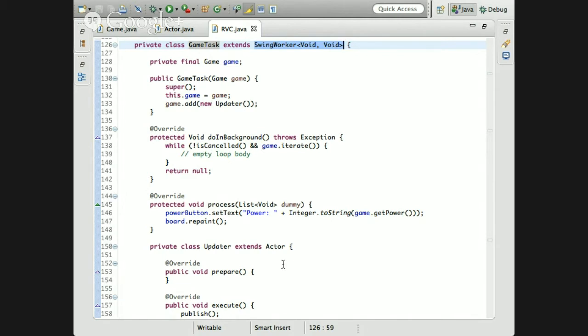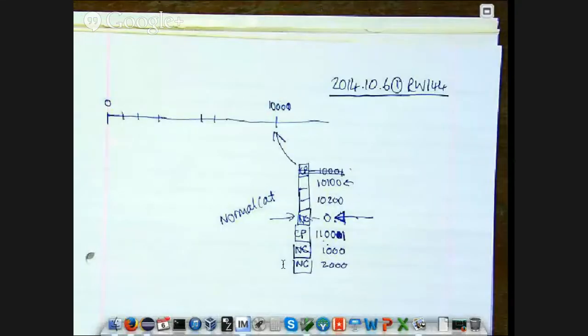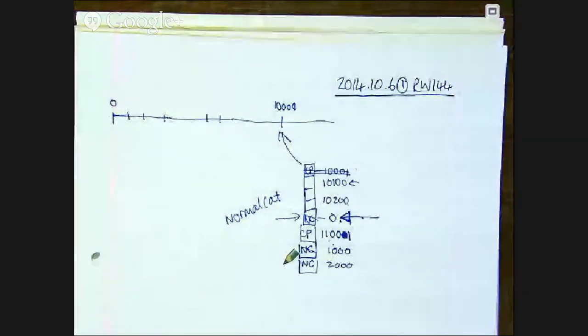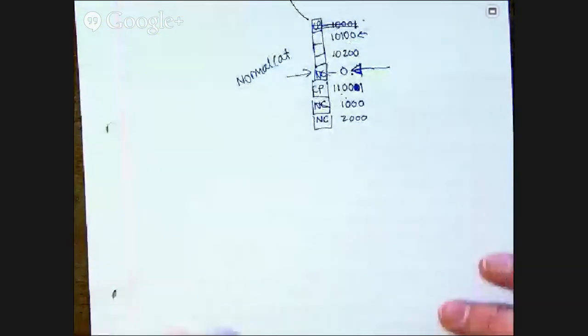This game task extends that other class called SwingWorker, and that's important because when you use Swing to make a user interface, Java starts a thread that'll listen for events. So this is a typical strategy for user interfaces.